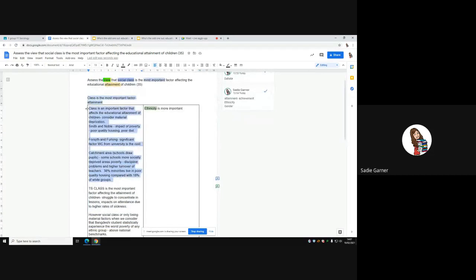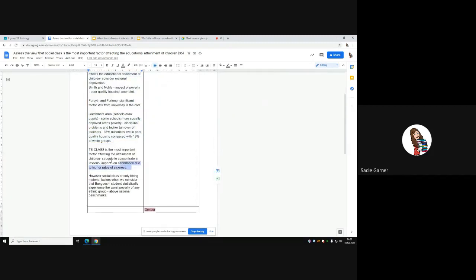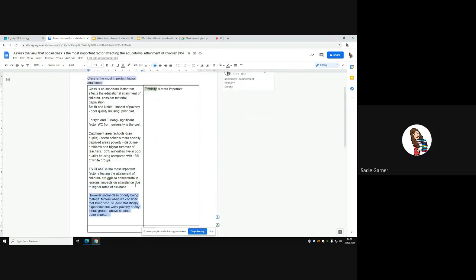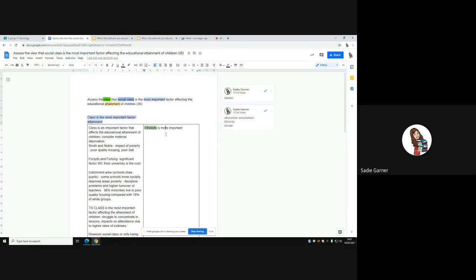Knowledge. Three pieces of knowledge. Four, really, but catchment area, Forsyth and Furlong, Smith and Noble. This shows specifically referencing the question directly and being very clear about why it's having an impact on attainment and why class is having that impact. And then very clearly, well, it can't just be class because of Bangladeshi students. That's paragraph one.